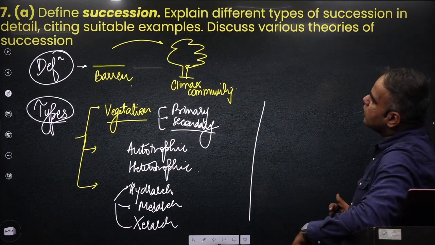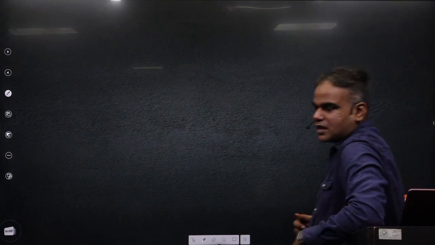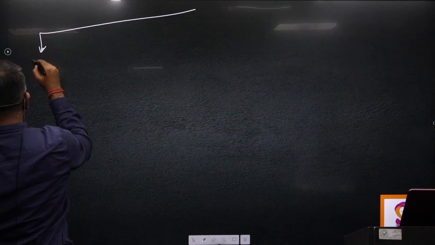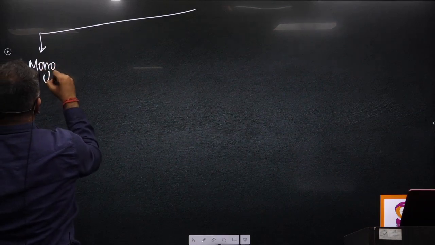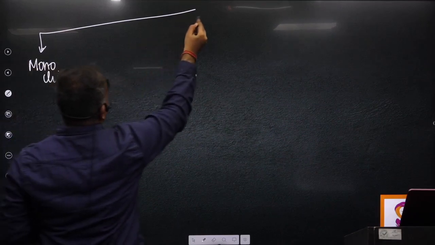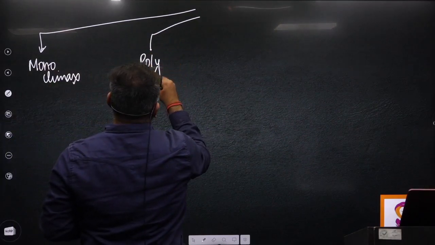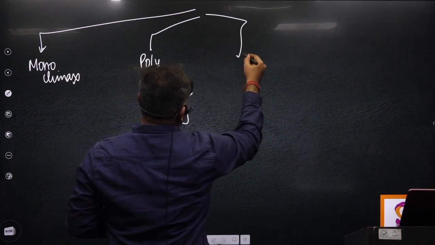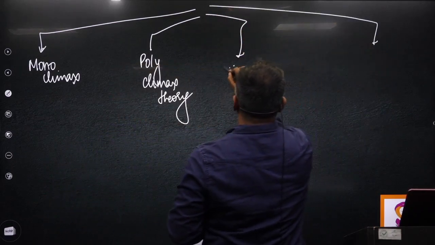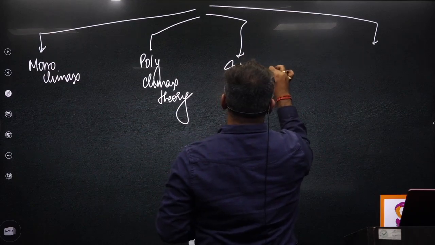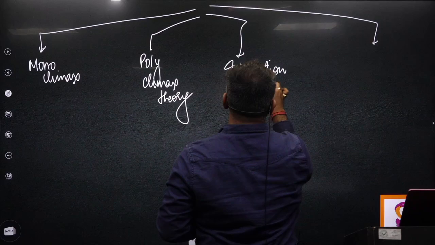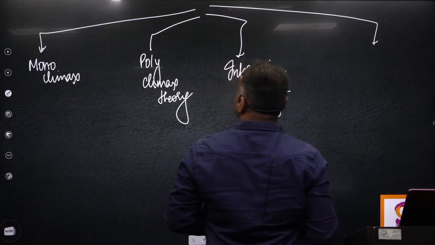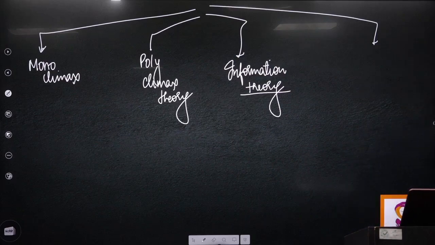Here I'm just giving you the overall skeleton here, and what are the various theories of succession. Okay, so here also if you can mention the different theories of succession. Okay, the monoclimax theory, the polyclimax theory, the theory which is again related to information. Now here just one by one I'll tell you.